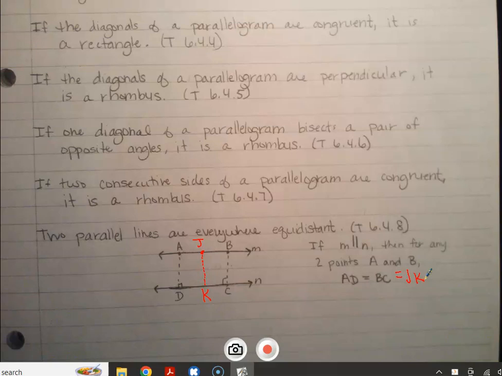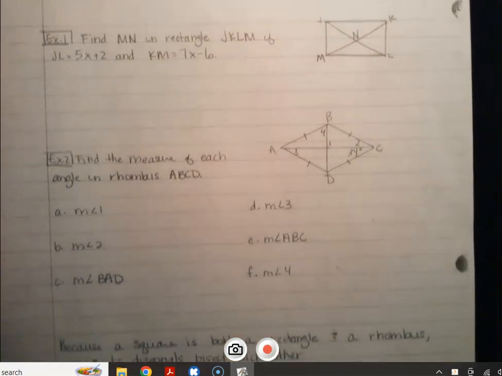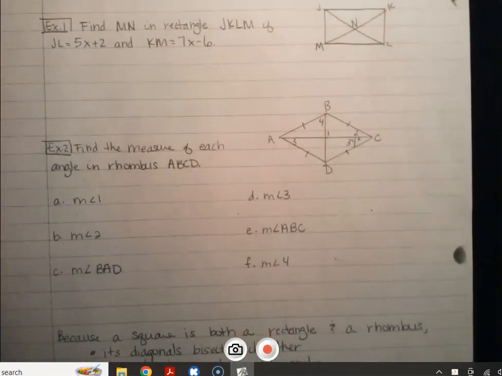Okay, so there's all 8 of our theorems for the section today. Whew, that's a lot. So let's actually apply them a little bit. Example 1 says find MN in a rectangle JKLM if JL is 5x plus 2 and KM equals 7x minus 6. So find MN if JL, so that diagonal.